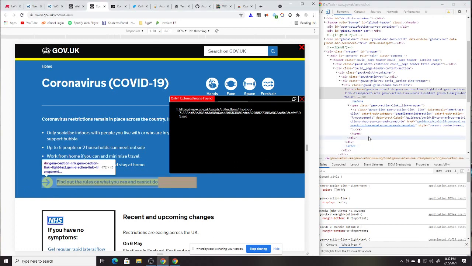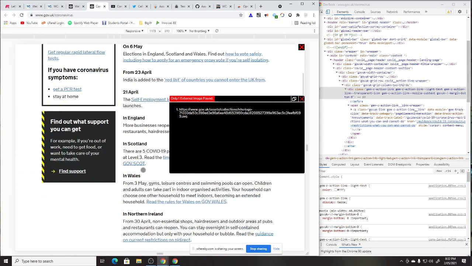Okay, but we're not losing out on information, because the information of find out on the rules and what you can and cannot do, and the fact that that's a link, it's underlined and it's a span there, we've already captured that. So that's probably not an issue, the long arrow that we've got there.